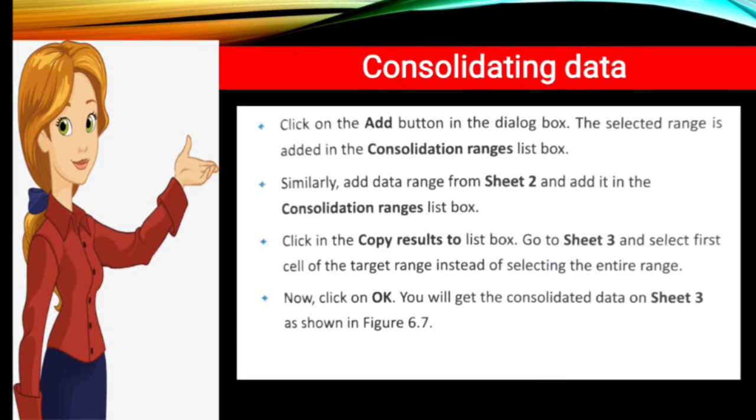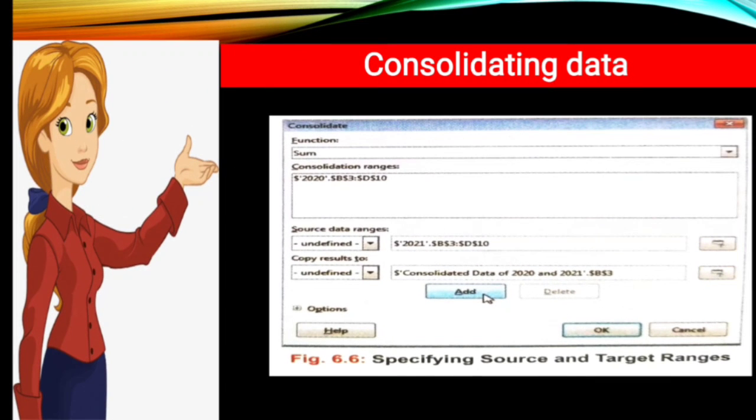Now this is the theory part of this table. Click on the add option in the dialog box, select the range of the consolidate list. Similarly add the range of sheet 2, meaning firstly we select the first list range, and after that we select the second range using the add option, and copy the result to sheet 3. Now that is our consolidate option. When we go to the data option and select the consolidate option, this dialog box will appear. There is a sum function.